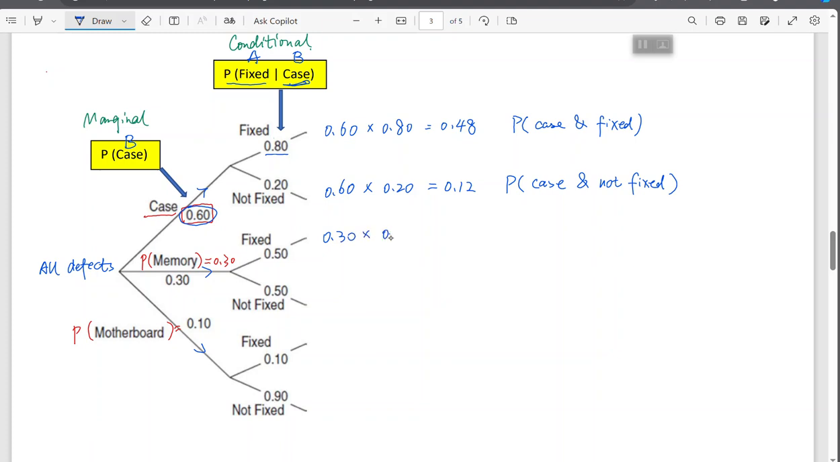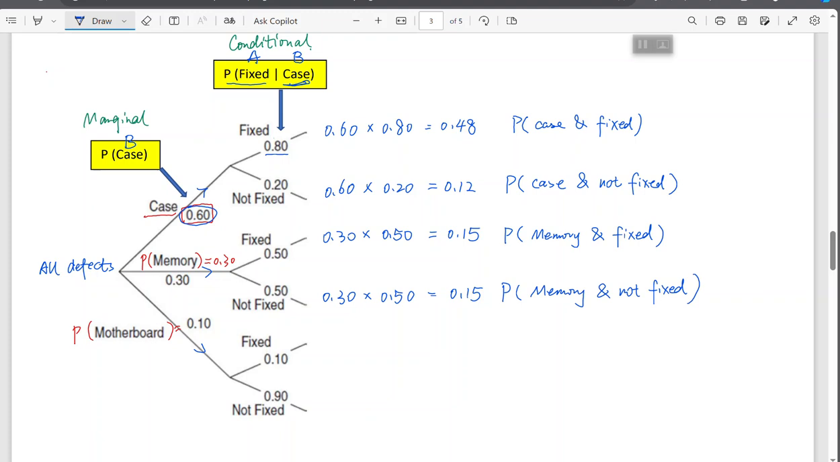Okay, so similar idea, for the memory problem, if we use this 0.30 times this 0.50, then we have this 0.15, right? So this 0.15 is the probability that it is a memory problem and gets fixed, right? Then the other way, it's again the 30% marginal probability times the conditional probability, which is also 0.15. So this is the memory problem and not fixed.